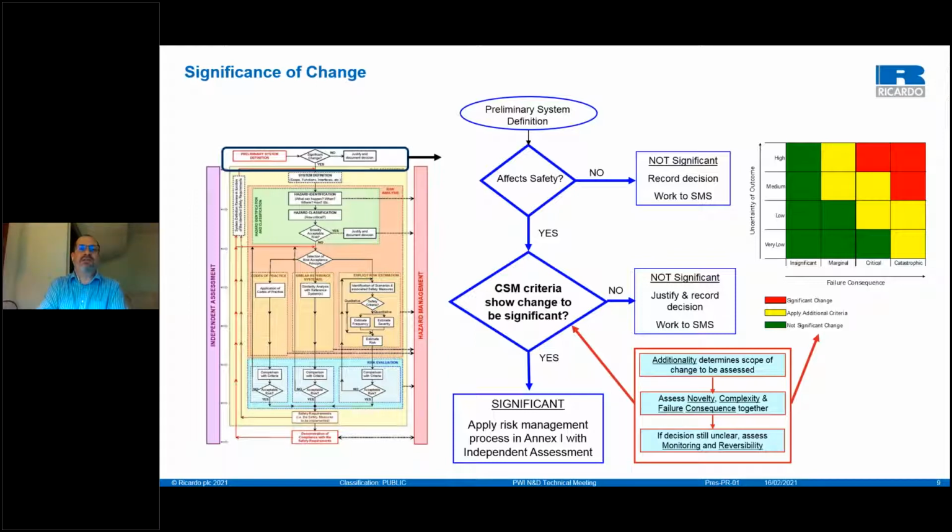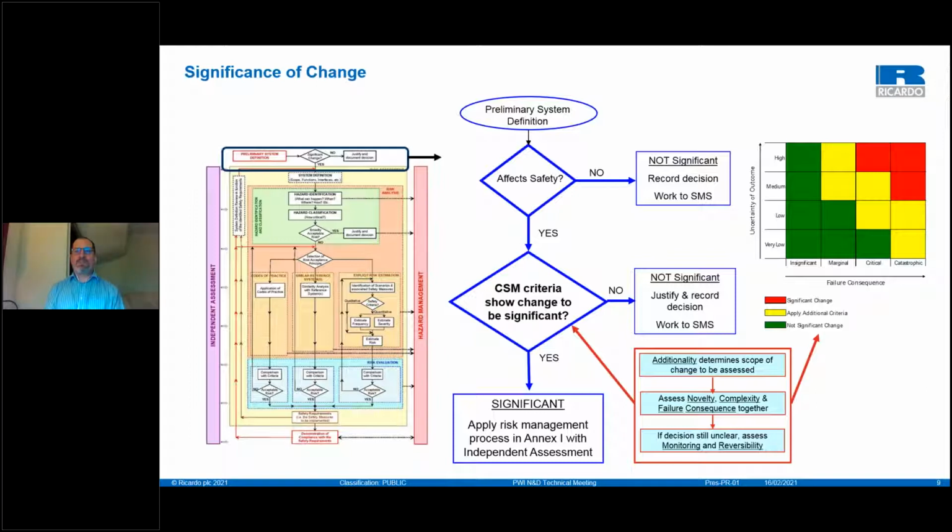There's a concept in CSM called salami slicing, which is a practice that is absolutely forbidden, where you chop up a large change into smaller non-significant changes and treat them all as being non-significant. Okay, so again, if you decide it's not significant, you justify the decision through your preliminary system definition with your significance test, which is documented.